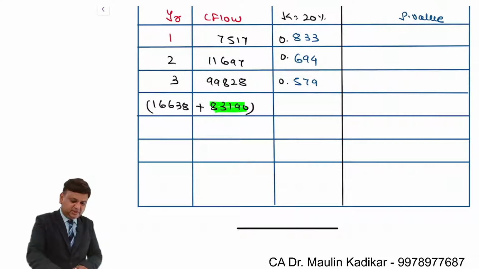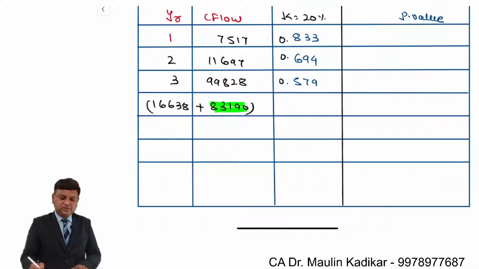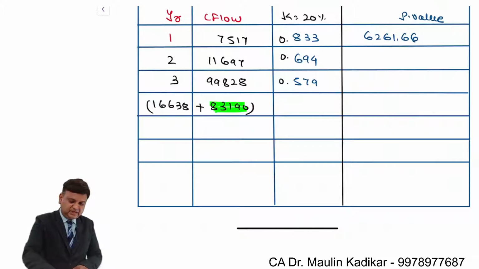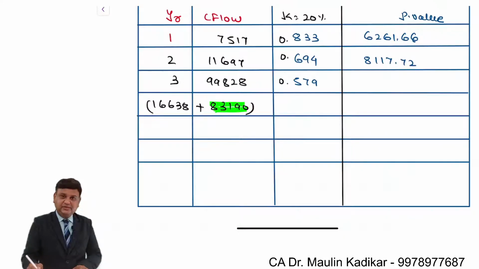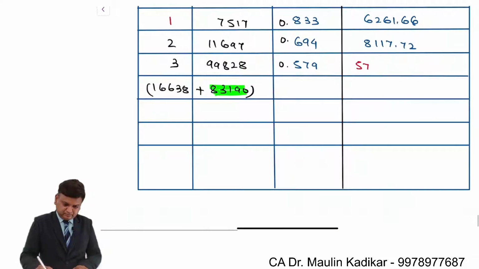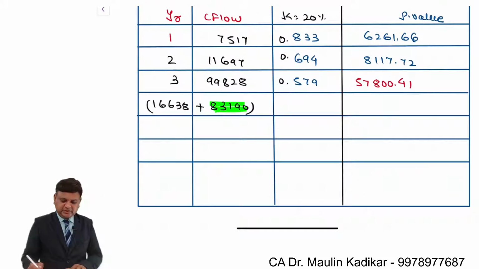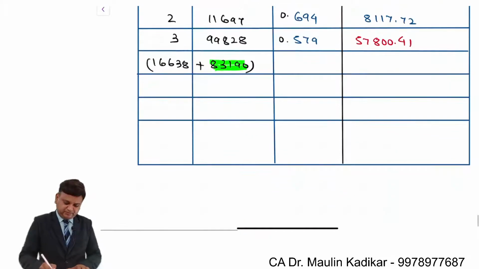7517 into 0.833. So 6261.66. 11,697 into 0.694. 8,117.72. 99,828 into 0.579. 57,800.41. So that is the way we'll compute the present value of the cash inflow.